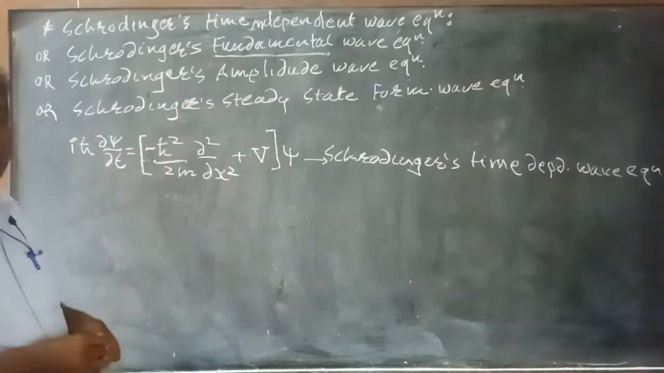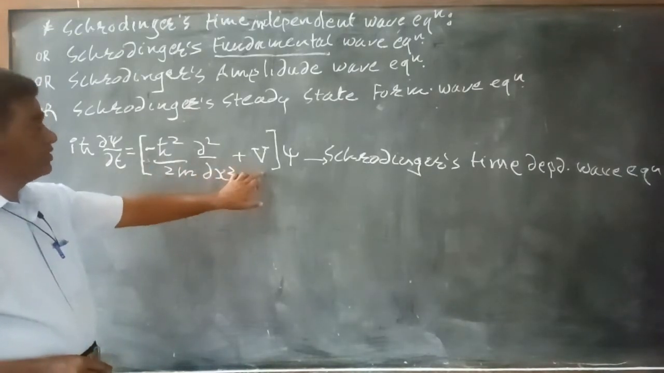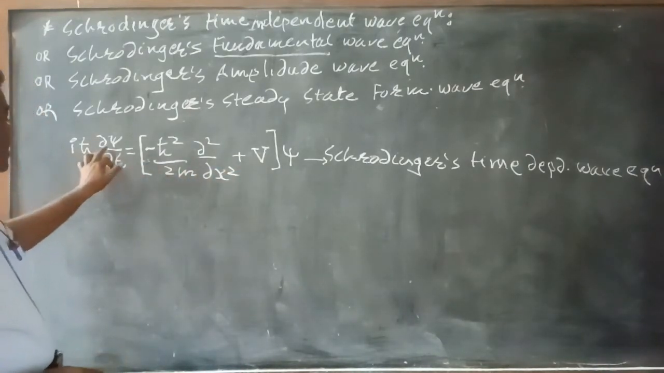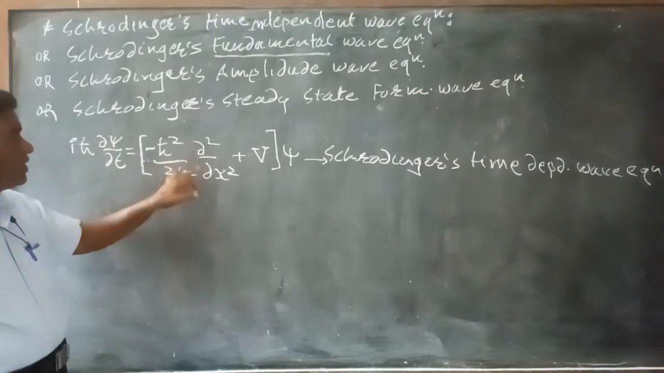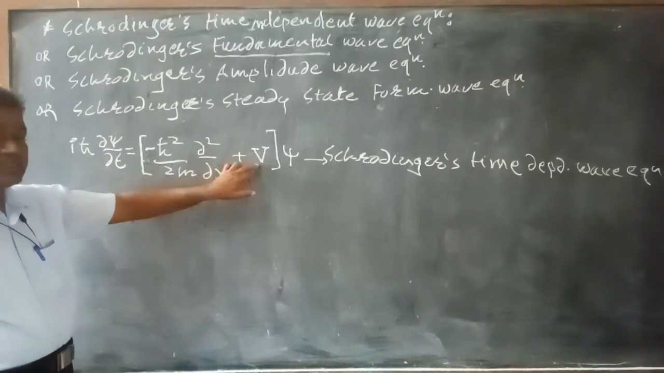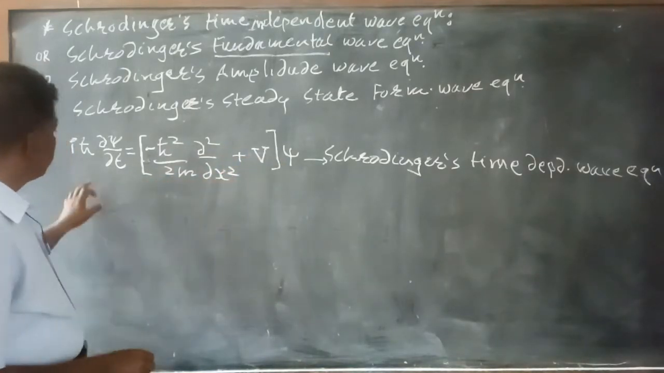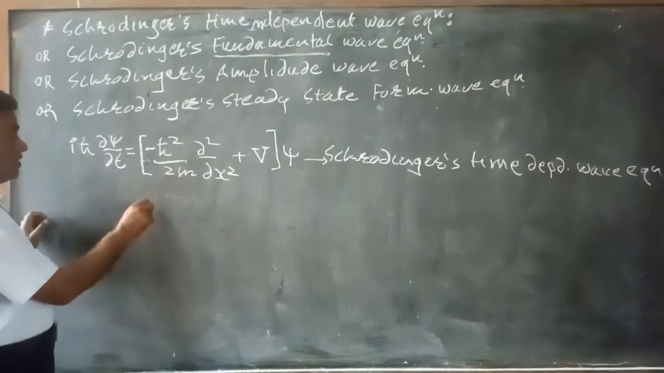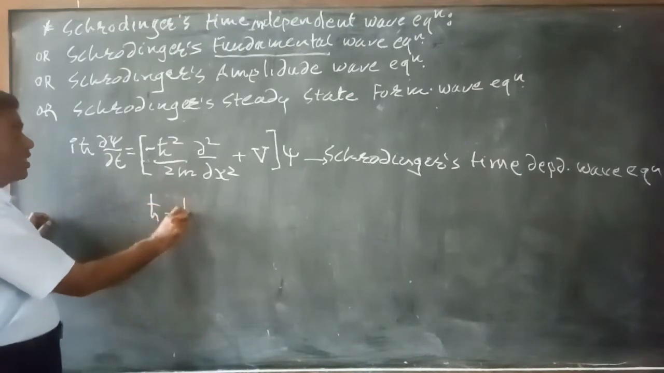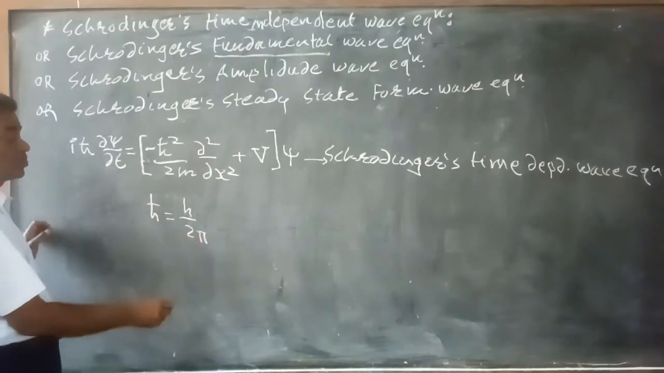Last time we saw the Schrodinger's time dependent wave equation: i h-bar delta psi by delta t equals minus h-bar square divided by twice m, d square psi by dx square, plus V, the potential energy of the particle, times the wave function. Here h-bar is the reduced Planck's constant, equal to Planck's constant divided by twice pi.